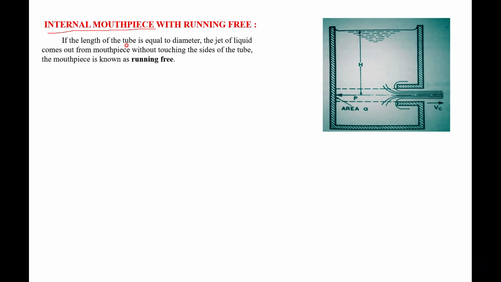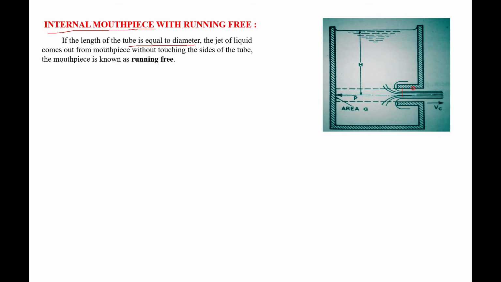If the length of the tube is equal to the diameter, then the jet of liquid comes out from the mouthpiece without touching the sides of the tube, and the mouthpiece is known as running free. So it is an internal mouthpiece.